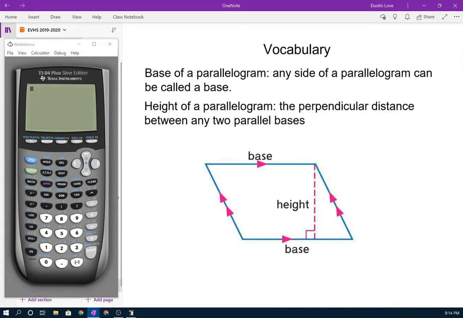So first off, the base of a parallelogram is any side of the parallelogram, okay? Any side can be it. We typically use the one that's drawn on the bottom side, but you don't have to. And then the height is the perpendicular distance between the two bases. So notice that this piece here is the height, not the slanted distance. We're going at the right angle.